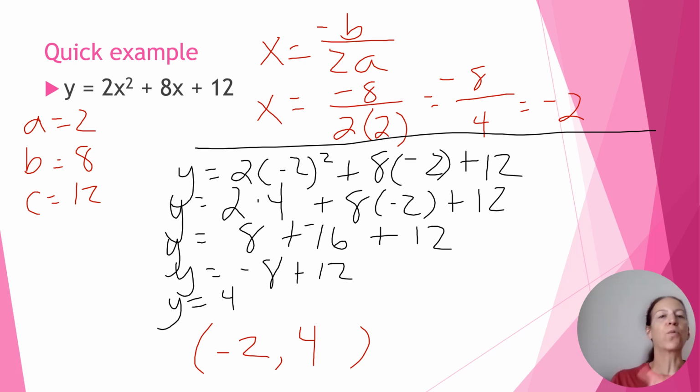It's not an overwhelming amount of work. I hope that nobody is absolutely panicking at the amount of work there is to find the vertex, but that's how it works. You use that formula, the opposite of b over 2a, that gets you your x value, and then you plug the x value into your formula, and that will give you your y value. And then together, you have the vertex.